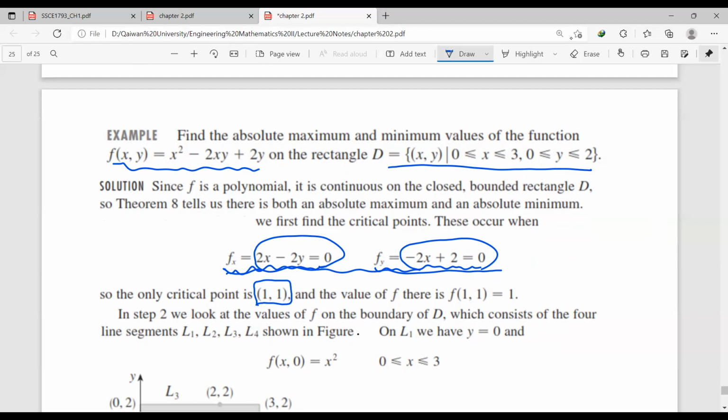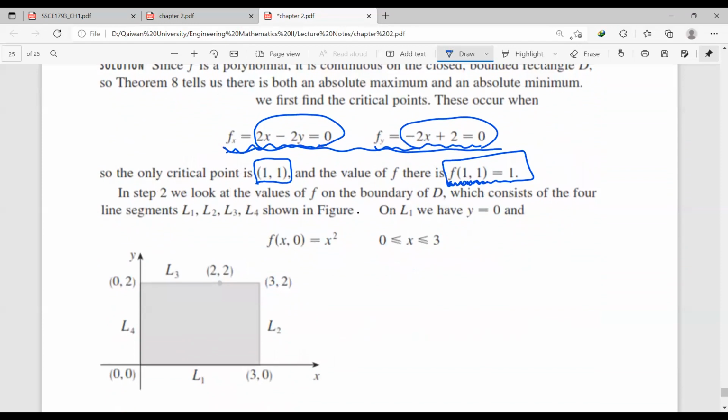Now we are going to evaluate the function at the critical point. That means we are going to find f(1, 1). Here, we replace x by 1 and y by 1 in the original given equation. If we replace x by 1 and y by 1 here, we get 1. Here, we get 1. That means f(1, 1) is 1. We have only one critical point, and the value of the function at the critical point is 1. That's step 1.